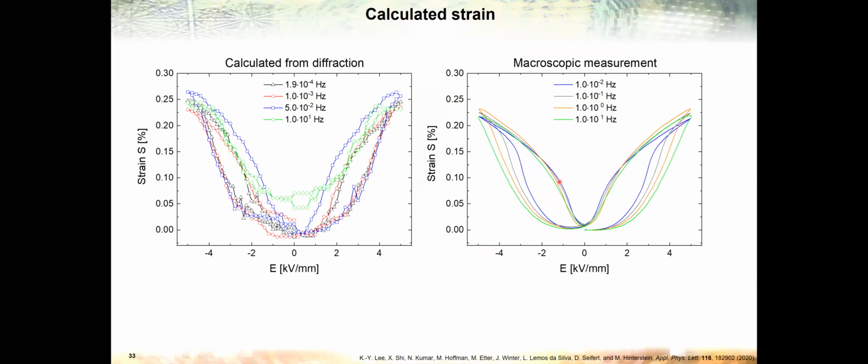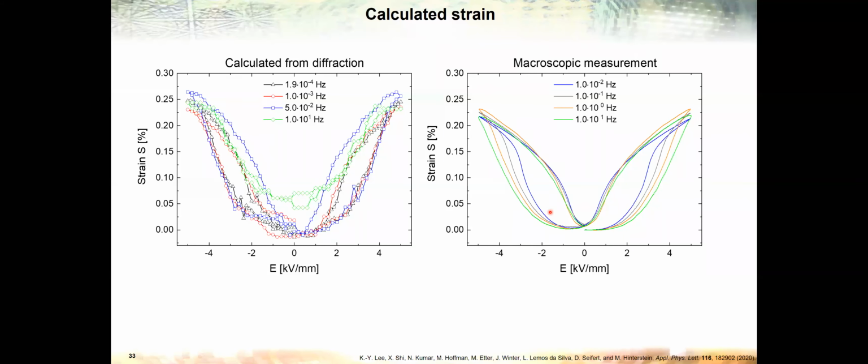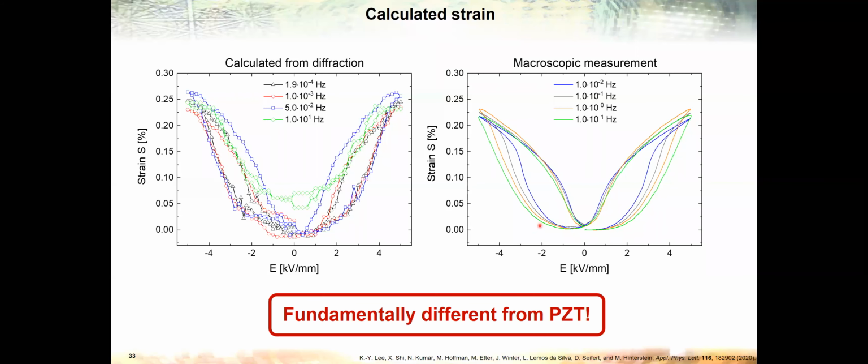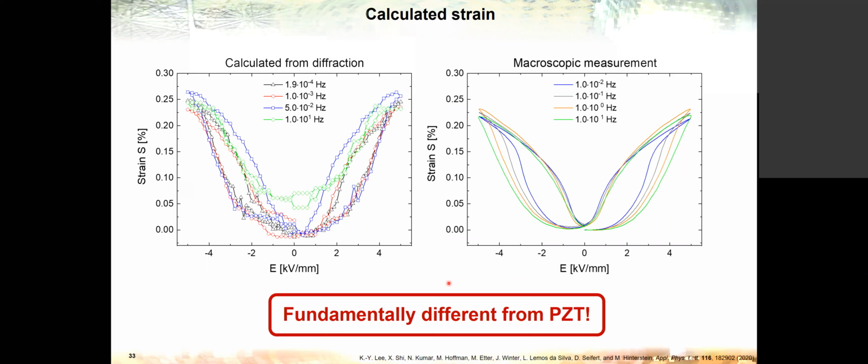And when you compare to the macroscopic measurements, you see that the agreement, at least for the low frequencies, is quite good. So this means this rather simple curve here has a really complex structure underneath in the structural response. And the behavior is fundamentally different from PZT. So this is one reason why it's still so difficult to find lead-free alternative materials, because the behavior is just completely different compared to PZT.